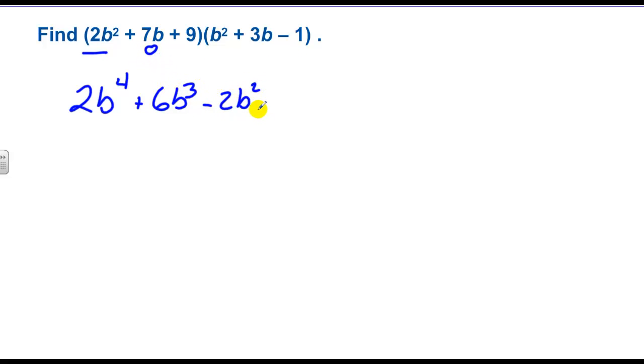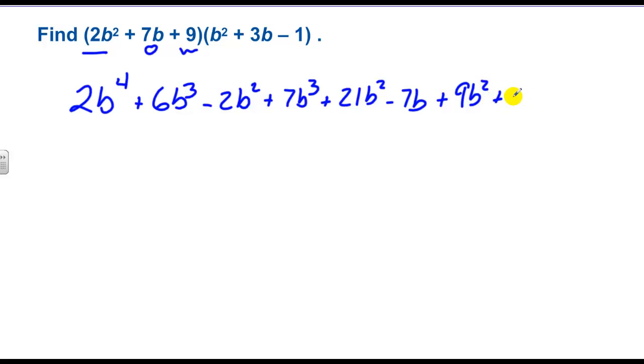Then I'll take and multiply the 7b times everything. I have positive 7b cubed plus 21b squared minus 7b. And finally, the 9 gets multiplied to everything, and I get 9b squared plus 27b minus 9. And then we clean it up by combining all like terms.